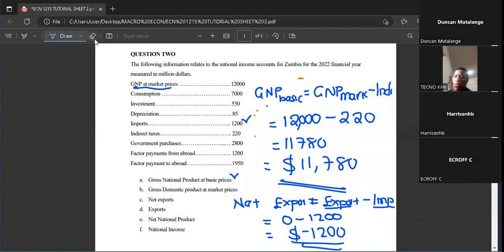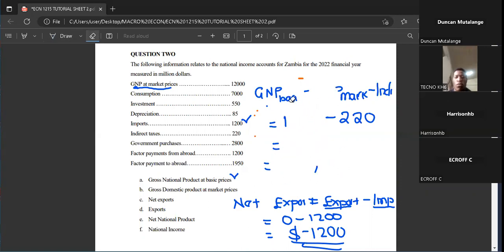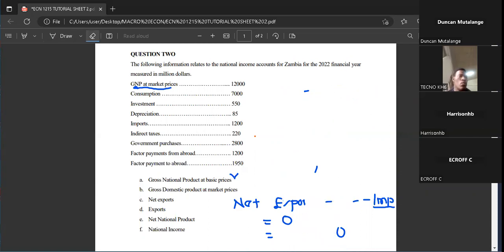Okay. Can't we use GDP to calculate net exports? Oh yeah, we can actually use that. Since we have our GDP, you know how to calculate your GDP. GDP is equal to consumption C plus I plus G plus NX, which is exports minus imports.